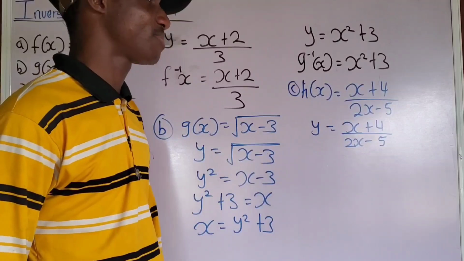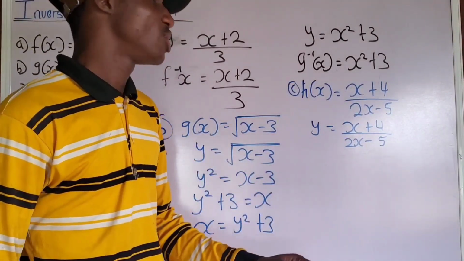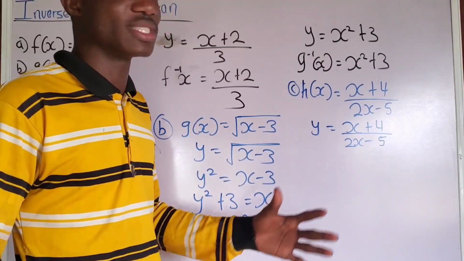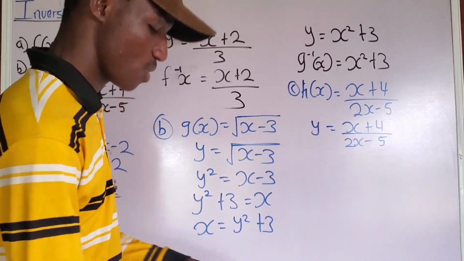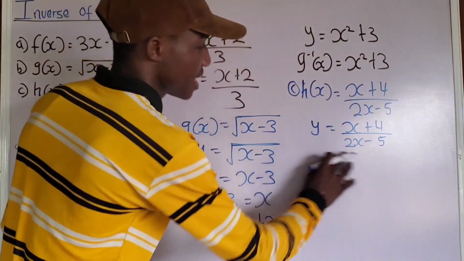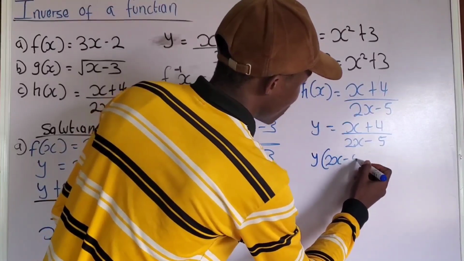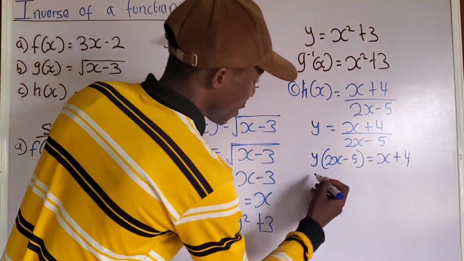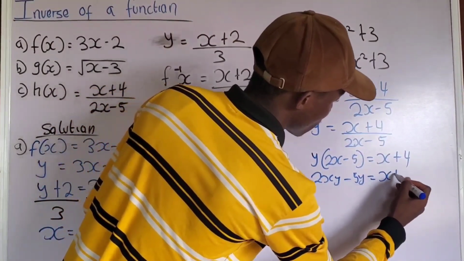So having set y equal to the function that we have, you have to make x the subject of the relation. Then when you are done, you have to interchange the value of x as y and y as x. You understand? So let us proceed. For this, we are going to make x the subject of the relation. I'm going to have y multiplied by 2x minus 5 is equivalent to x plus 4. Now 2xy minus 5y is equal to x plus 4.